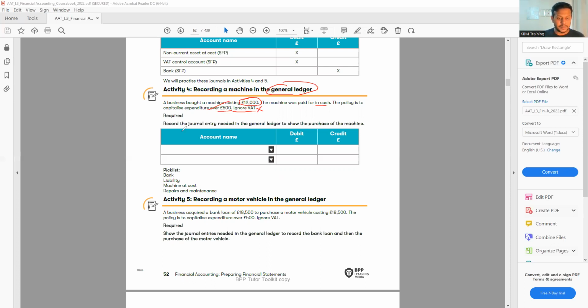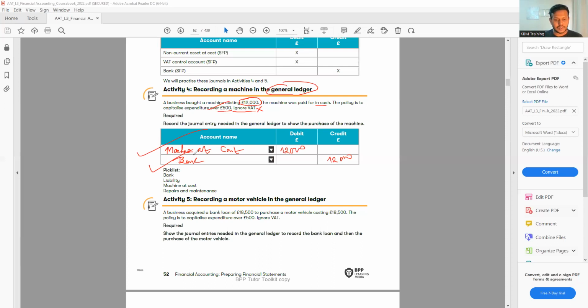So we will have machine at cost, debit 12,000, and the bank, because we pay for that immediately, bank will be credit 12,000. So asset is coming, that's why it's debit, and money will be gone from the bank, so bank will go down, so it will be credit.